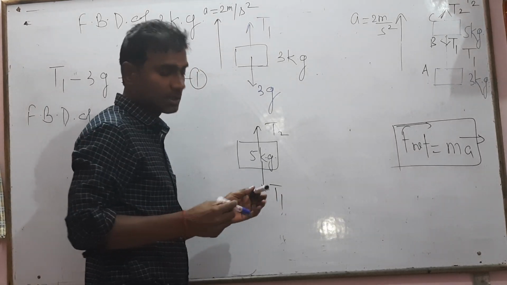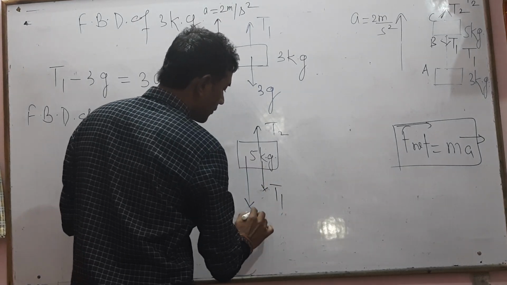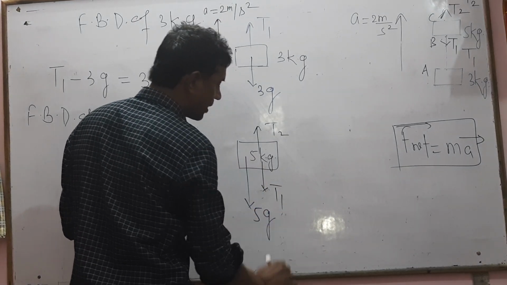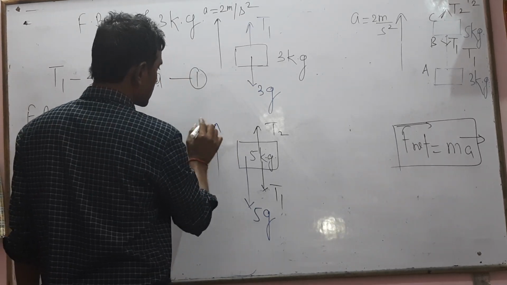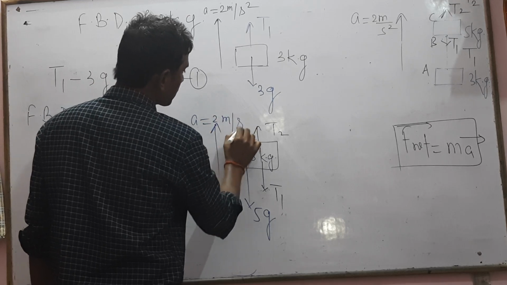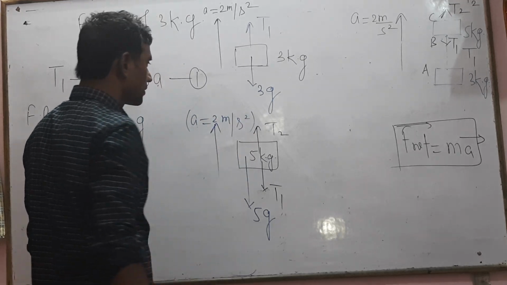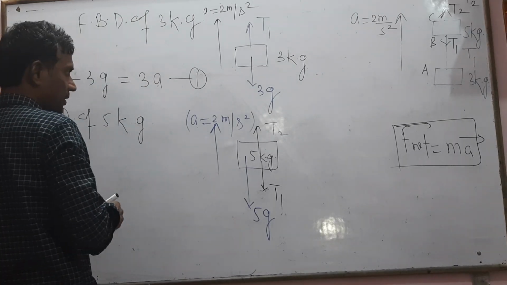For the 5 kg block, one weight will exist, which will be M into G. This whole system is going in the upward direction with acceleration A equal to 2 meters per second square.